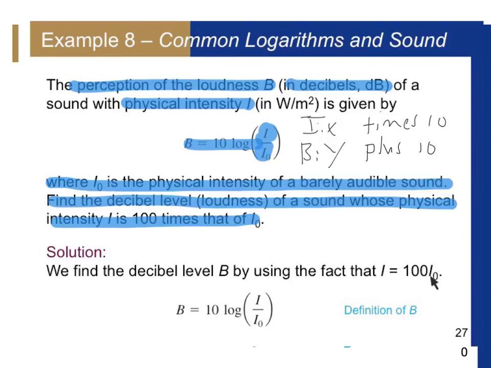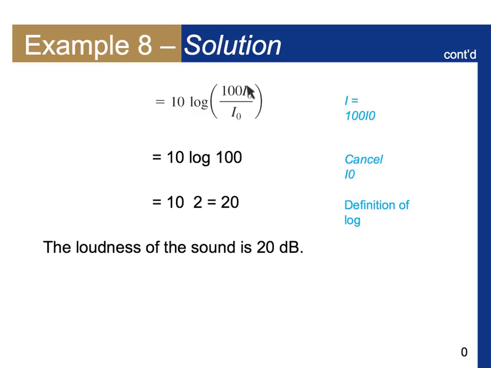So we can say that I equals 100 times I0. In other words, I over I0 will be 100. Here's the sound that we're hearing, which is 100 times a little whisper. So we're taking 10 times the log of 100, which is 10 times 2, and we get 20. So if your sound is 100 times a whisper, the decibel level is going to be 20 dB. Think about that. The intensity went times 100, not plus 100, and the loudness is 20 dB.